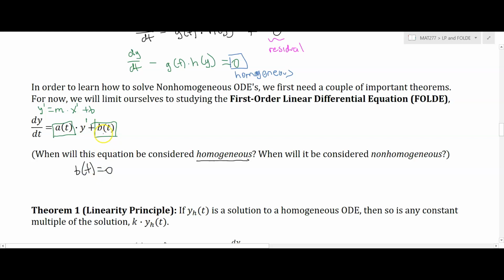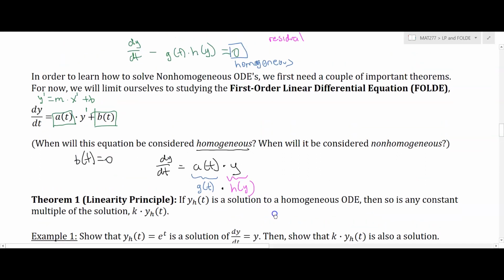That's the standalone function that would be left if we moved all the y's to the left-hand side. So now this equation would look like this: dy/dt equals a of t times y plus 0. And if you study this for a moment, you see that this is what we've originally referred to as g of t, and this is what we've originally referred to as h of y. It involves a product, and so if you make a first-order linear differential equation homogeneous, it becomes separable.